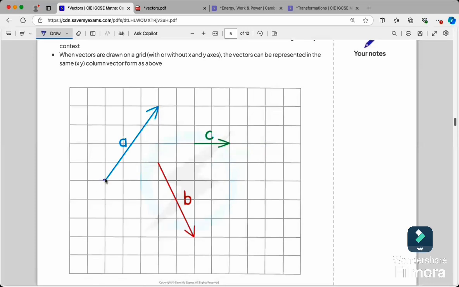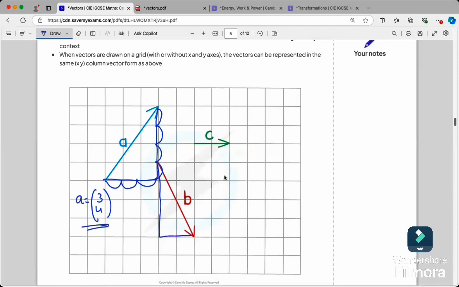Now when we are representing a vector on the grid, make sure you write the column vector for each vector. Here A is going to be, so x: 1, 2, 3, so it is positive 3, and going up 1, 2, 3, 4. So it is going to be 3 and 4. So this is how you have to represent a vector on the grid. This is your column vector.